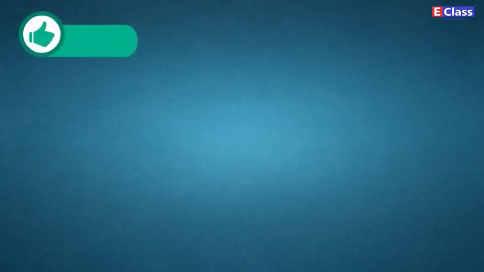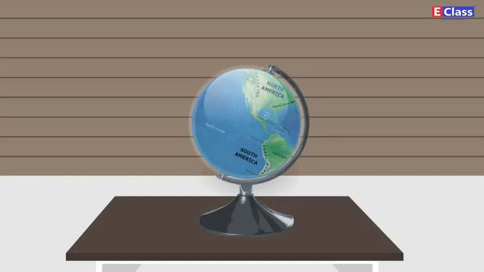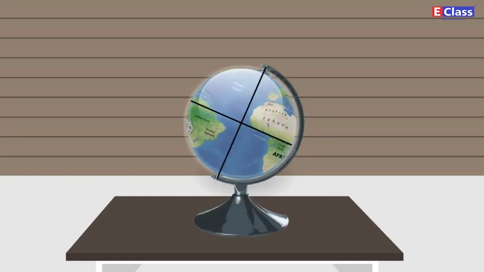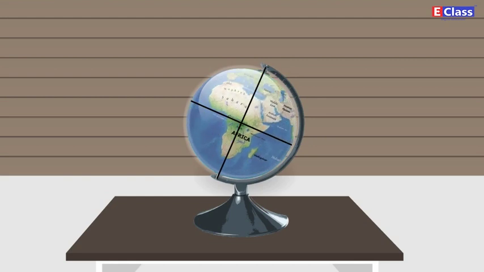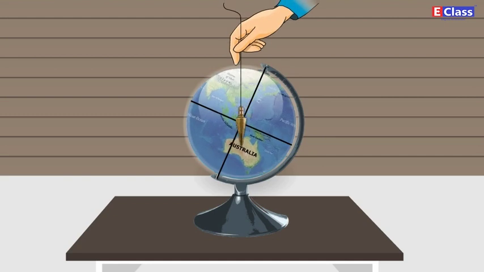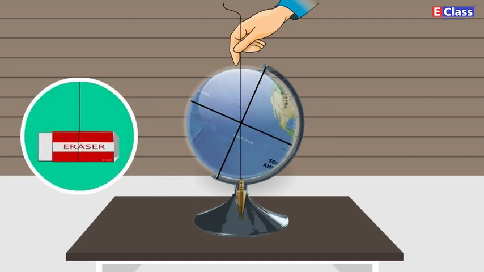The Earth's rotation. Try this. Take a globe like the one in the picture and spin it. Note the line around which it rotates. Now take a plumb line and hold it close to the globe as shown in the picture. If you cannot get a plumb line, tie a long thread to an eraser and make one.